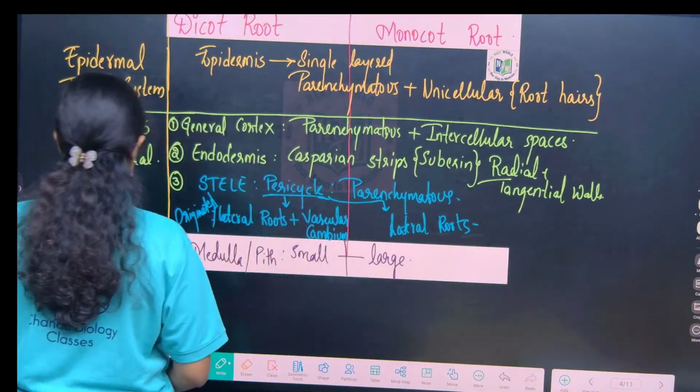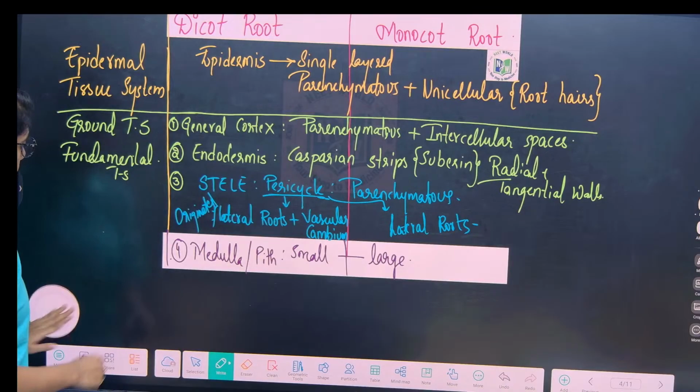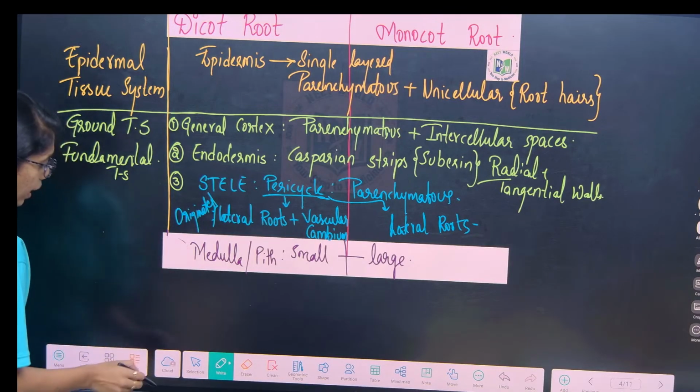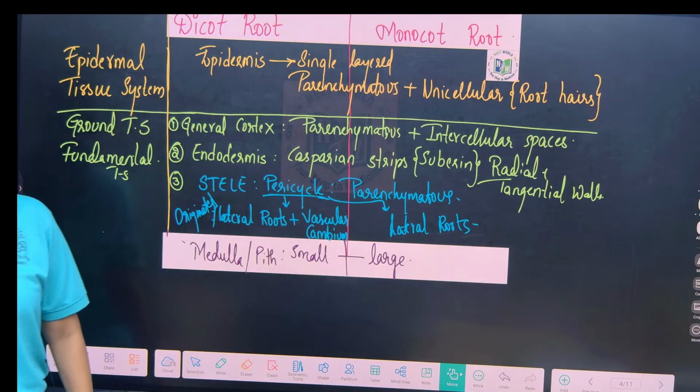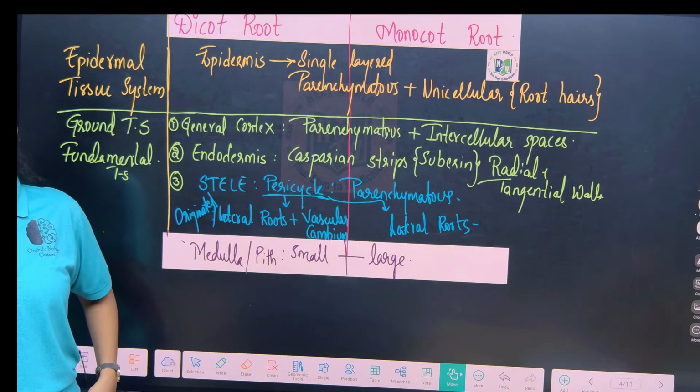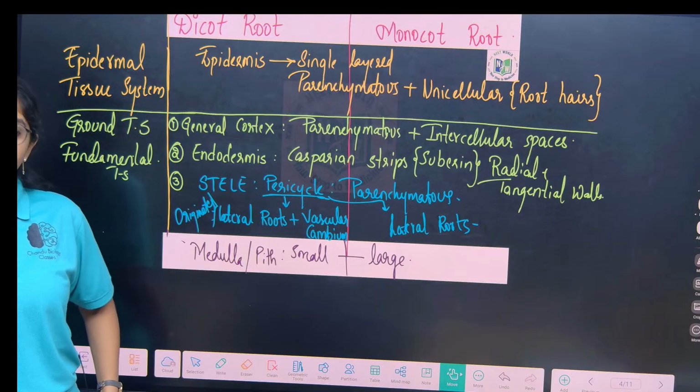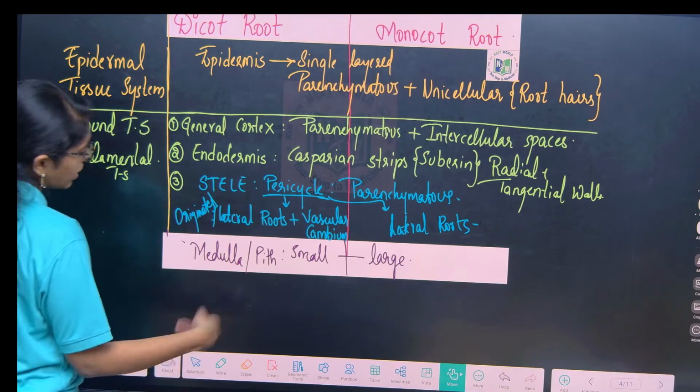Tell me. Diarch, tetrarch, polyarch. Diarch means 2 vascular bundles. Tetrarch means 4. Polyarch means more than 4 and 6. More than 6 you can assume.